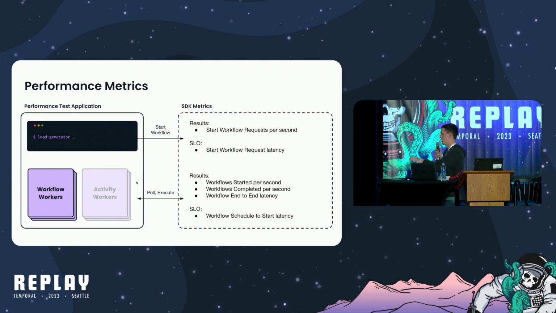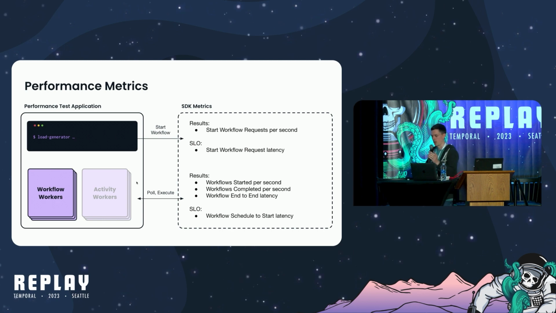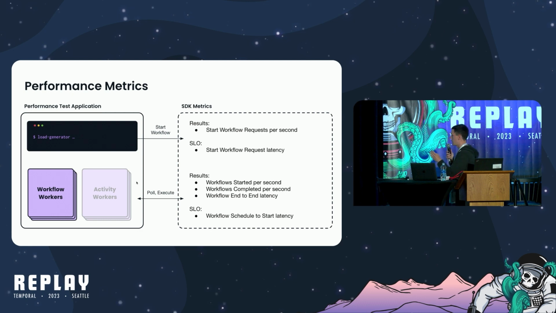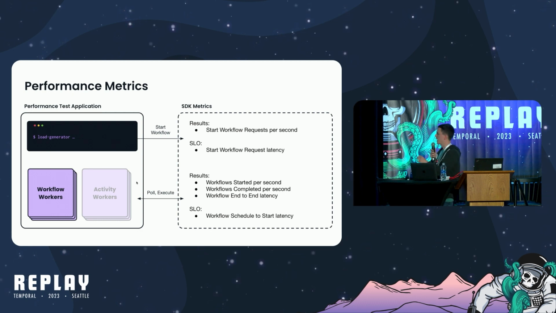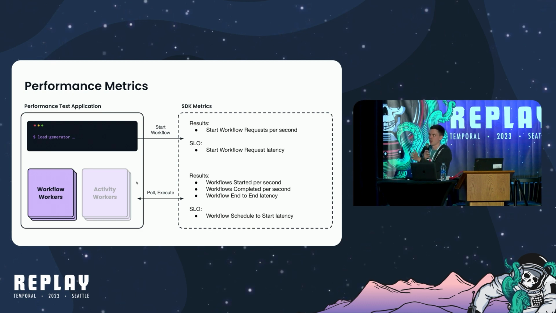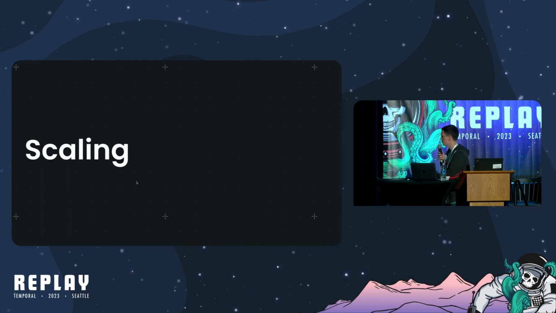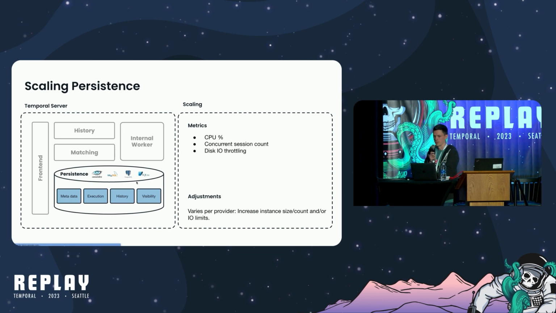SLO for worker side stuff is schedule to start. How long does it take between me requesting a workflow to start and it actually starting? I mean, actually it's for workflow tasks, but it's still a measure of how up to speed your workers are with your workload. So scaling.